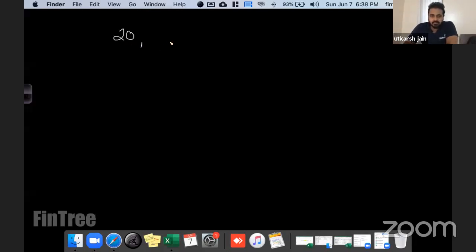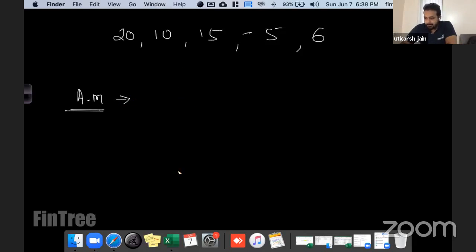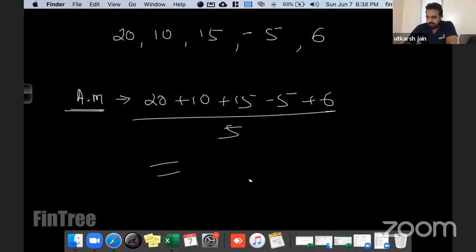Let's say we have data points like this: 20, 10, 15, -5, and 6. Now, based on these 5 data points, can you figure out what would be an arithmetic mean here? How do you calculate an arithmetic mean? You just take the numbers, add them up, and divide by the number of observations. So we'll have 20 plus 10 plus 15 minus 5 plus 6, divided by 5. And there you go, you have 9.2 here.